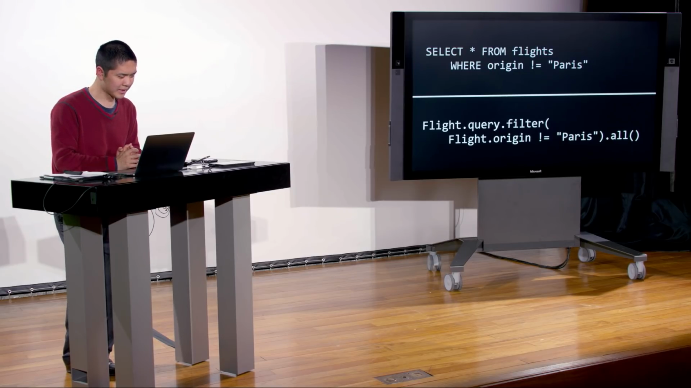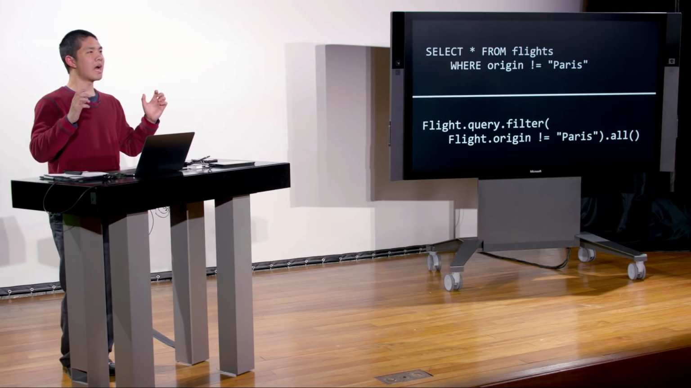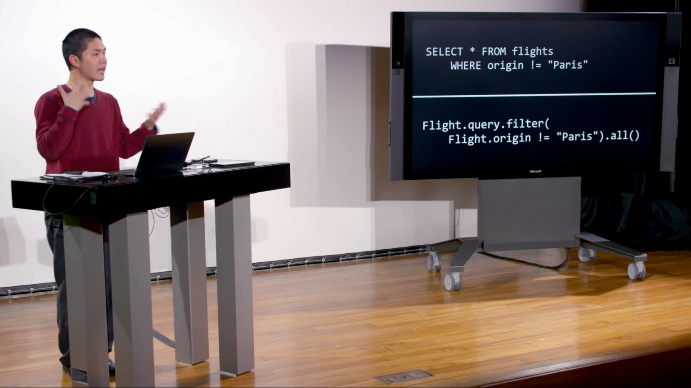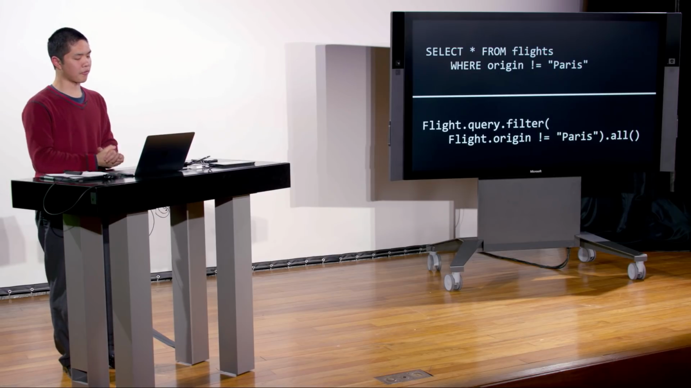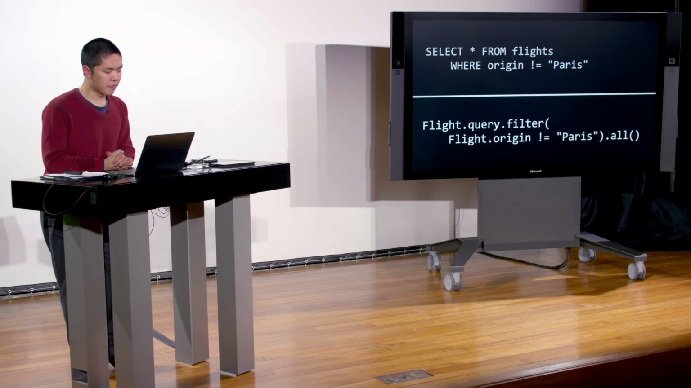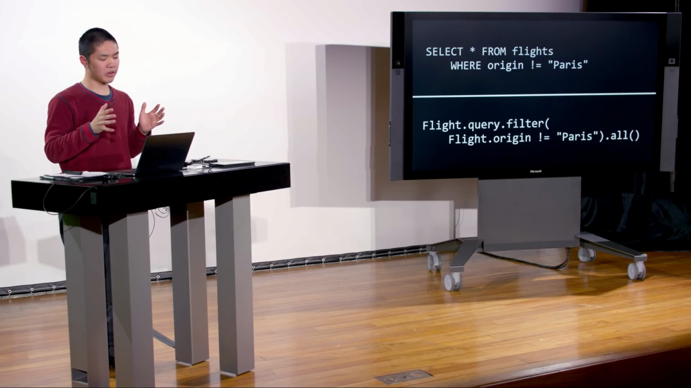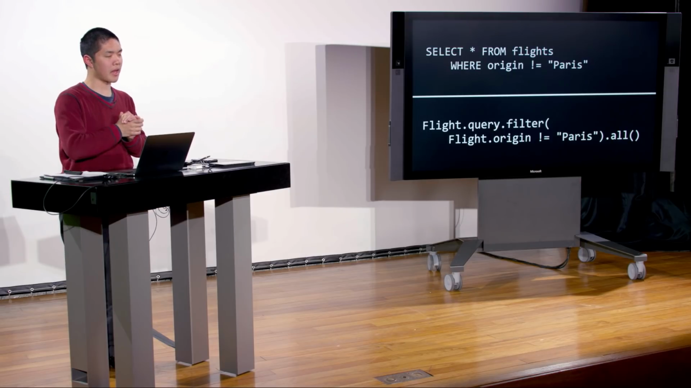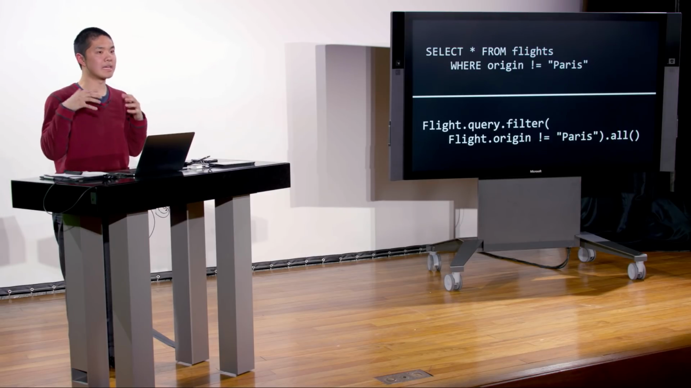So what the syntax looks like here is Flight.query.filter. And then inside of filter, I can put in Boolean expressions, so arbitrary Boolean expressions that are going to evaluate to true or false on a particular flight, and query that way. So I can say Flight.query.filter(Flight.origin != "Paris"), and then extract all from there to say, query from the flights table for anything whose origin is not Paris.